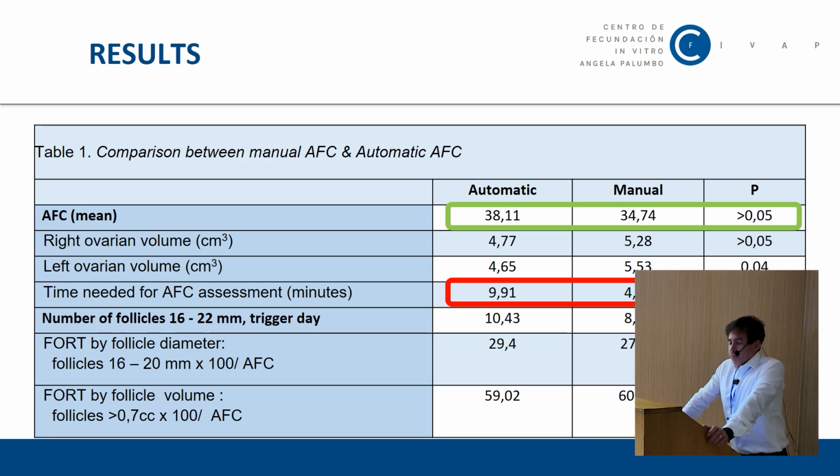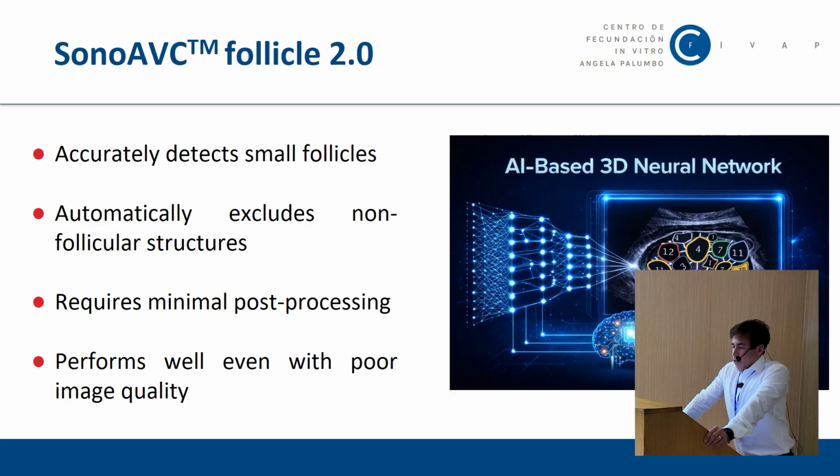And then we started to use the SonoAVC 2.0. They use an artificial intelligence-based 3D neural network that detects smaller follicles, excludes non-follicular structures, requires minimal post-processing, and performs well even with poor image quality.